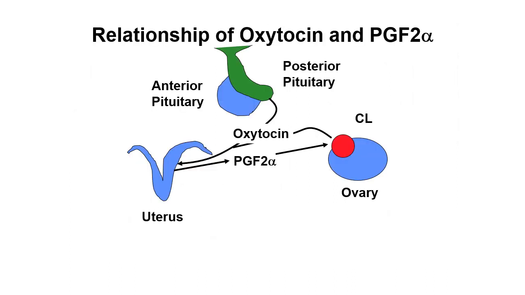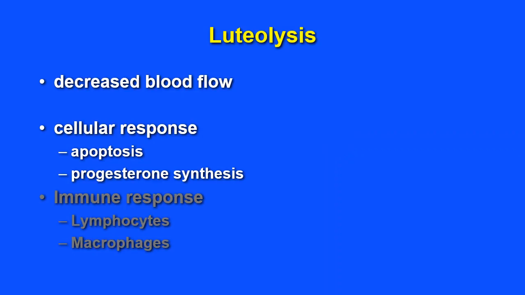Where does oxytocin come from? Oxytocin is produced in the hypothalamus and released in the posterior pituitary. Oxytocin causes the initial release of PGF2 alpha as we get oxytocin in the uterine endometrium. So once we start getting more prostaglandin, we also get more oxytocin coming from the CL, particularly from the large luteal cells. These are the effects of luteolysis on the CL.